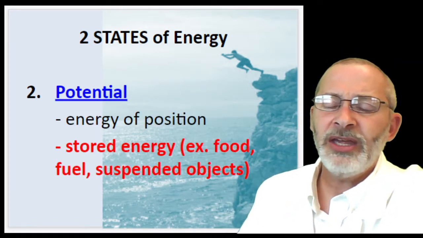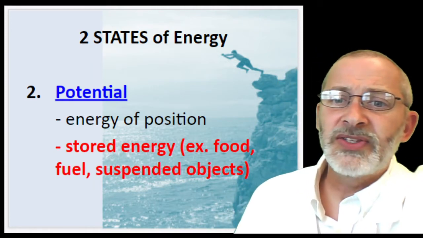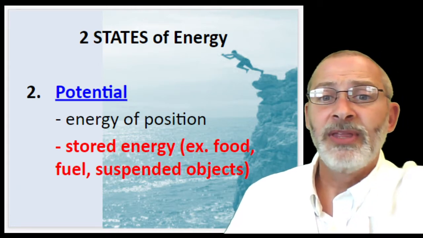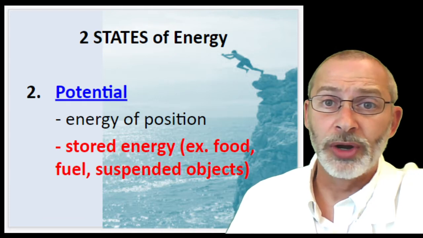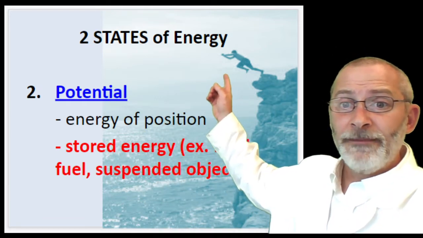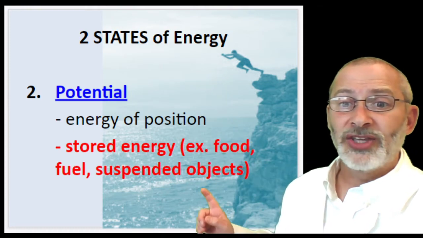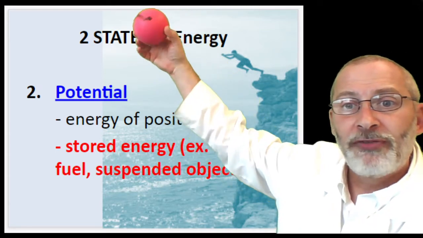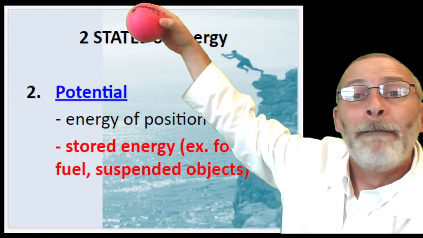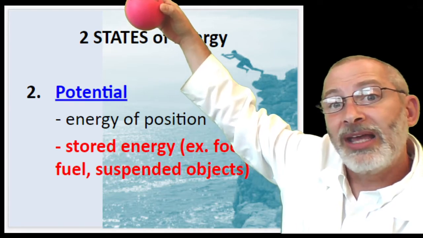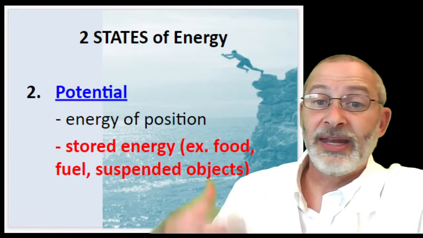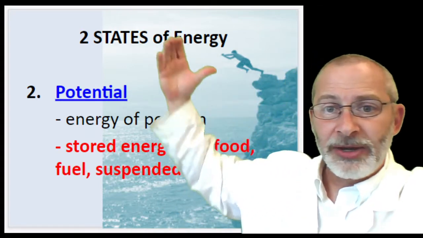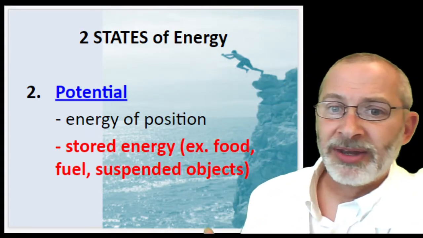Another way of thinking of potential energy is that it is stored energy. And there are different ways that potential energy can be stored. One way is, as we see here, as energy of position by a suspended object. An object raised up like a ball. This ball, for instance, right now has a lot of potential energy until I let go. And then it has energy of motion or kinetic energy. So potential energy can exist with suspended objects.